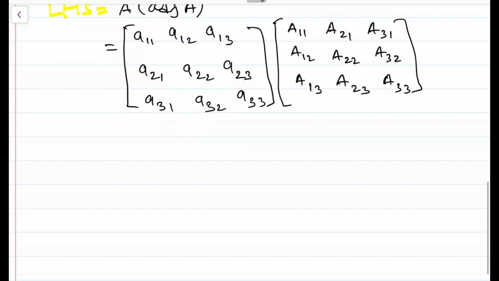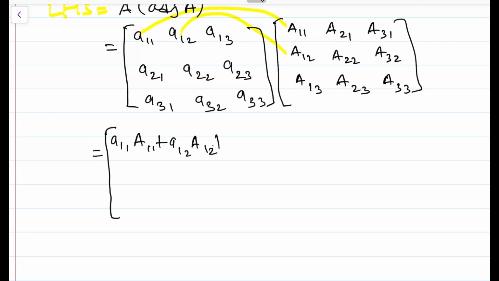Now multiplying, we'll get the first element of the product determinant: a11 multiplied with A11, plus a12 into A12, plus a13 into A13. That is the first element of the first row.